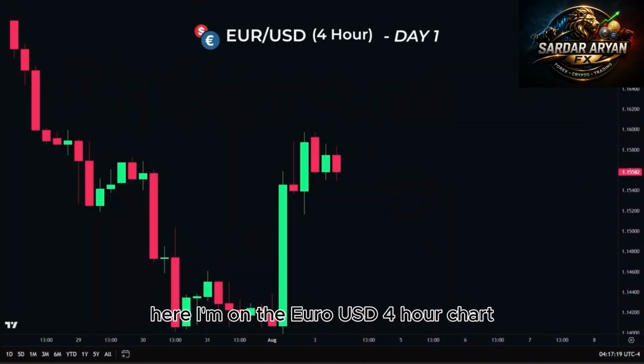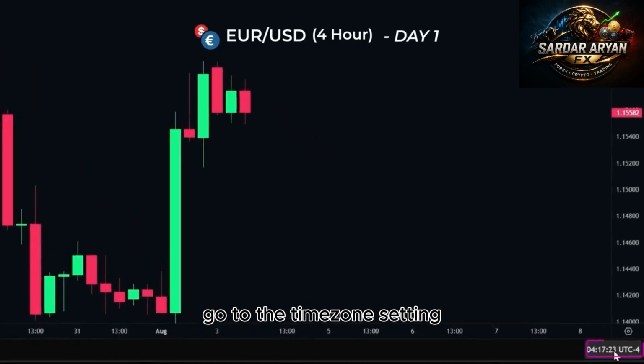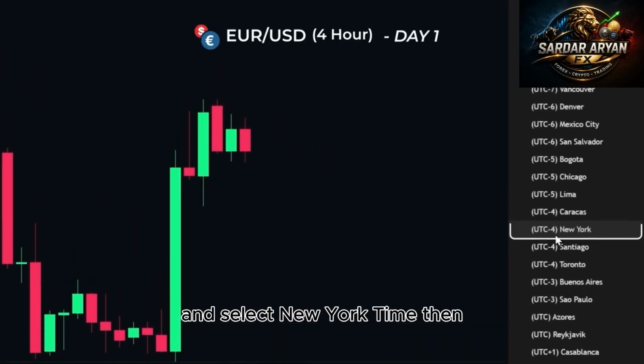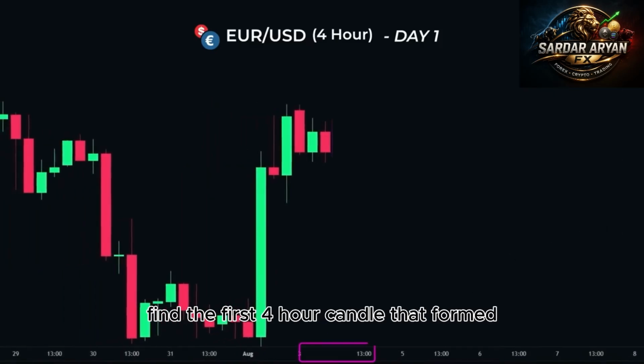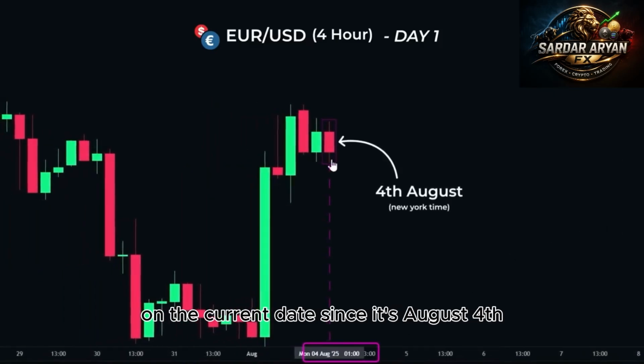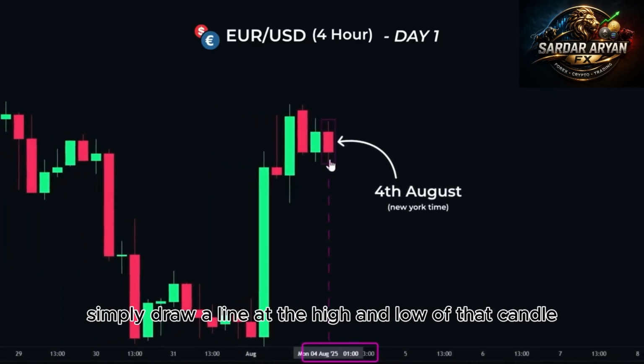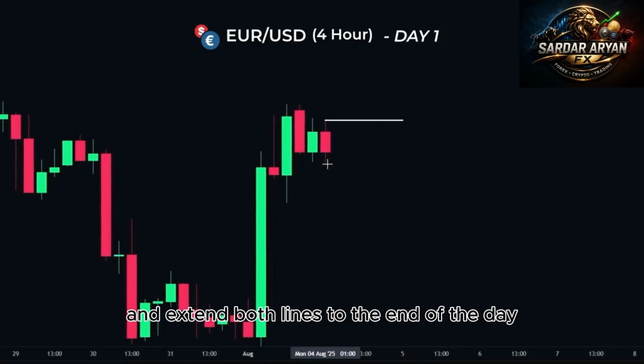Here, I'm on the Euro-USD 4-hour chart. To apply the 4-hour range in Forex, it's the exact same process. Go to the time zone setting at the bottom right of the chart and select New York time. Then find the first 4-hour candle that formed on the current date. Since it's August 4th, the first 4-hour candle that formed is this one. Simply draw a line at the high and low of that candle and extend both lines to the end of the day.